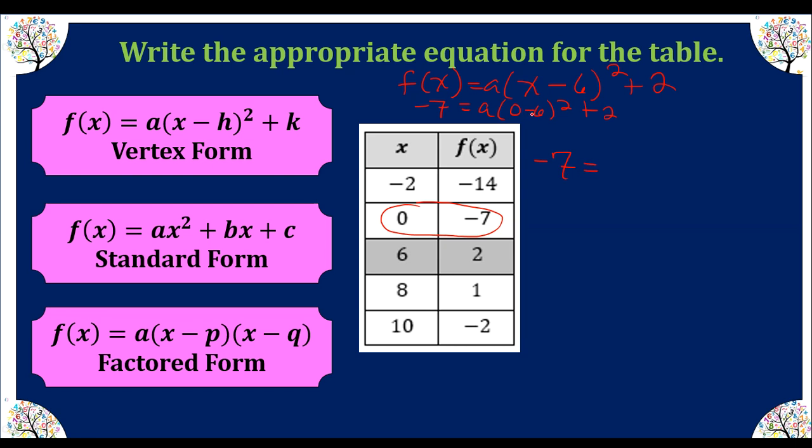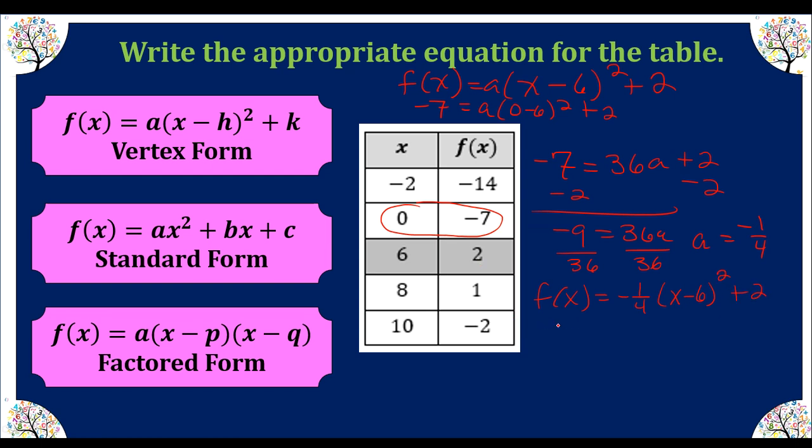This is going to be -6, but it's going to be squared, so that's 36a plus 2. Solve for a, subtract 2. I get -9 equals 36a. Divide each side by 36. And my a value is -1/4. So we get -1/4 times x minus 6 quantity squared plus 2.